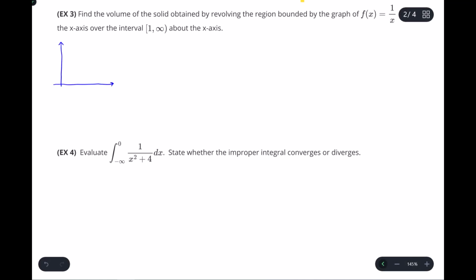So we have the function 1 over x, which looks like this in the first quadrant. And we're only on the interval from 1 to infinity, so let's just say this is 1, and then since we're going to infinity, I'll just shade going that direction. And we're rotating around the x-axis. We're rotating this way. Now, what does that mean in terms of a method to use here?